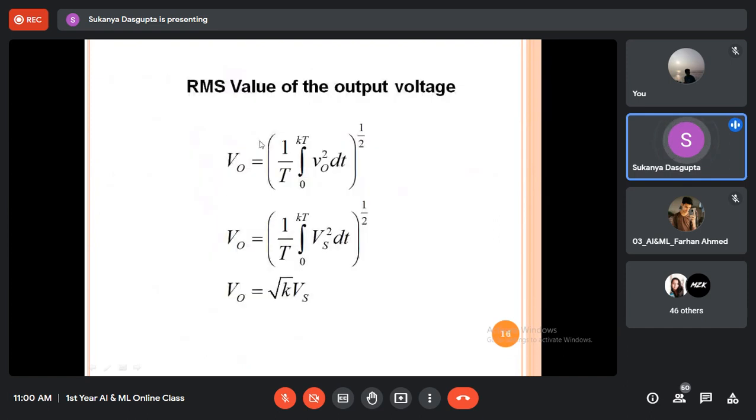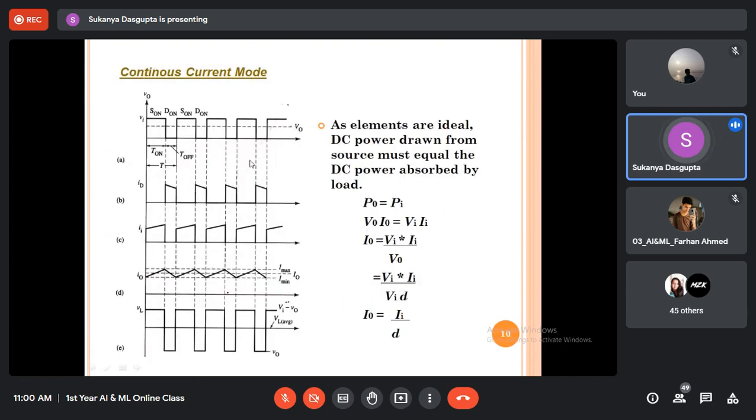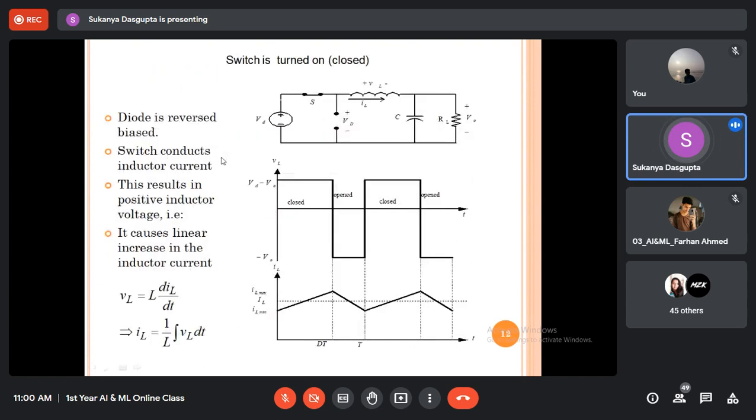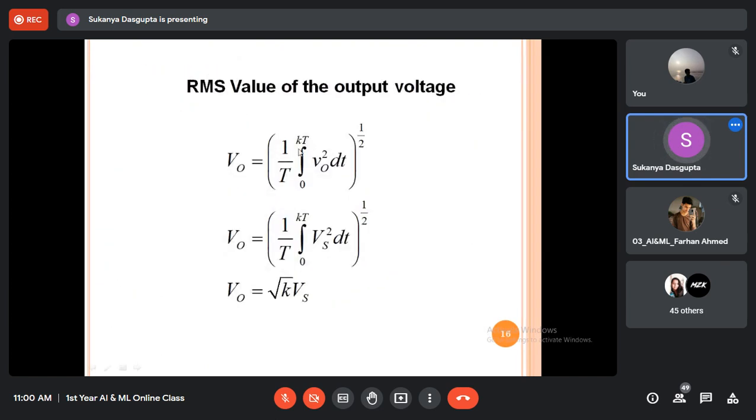So just apply the fundamental formula, square root of 1 by T integral 0 to T v square dt. Here v means the output voltage, so we'll consider V0 square, right? And 0 to T, T means the total time period. So total time period is actually here k times T. The k is just a duty ratio, right? So total time means here the on time period. So on time period means T on, which can be represented as D times T. So here in this derivation, I have taken k as duty ratio. So k times T.